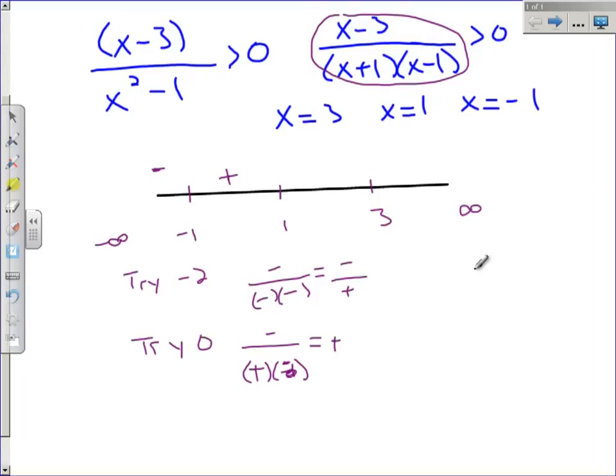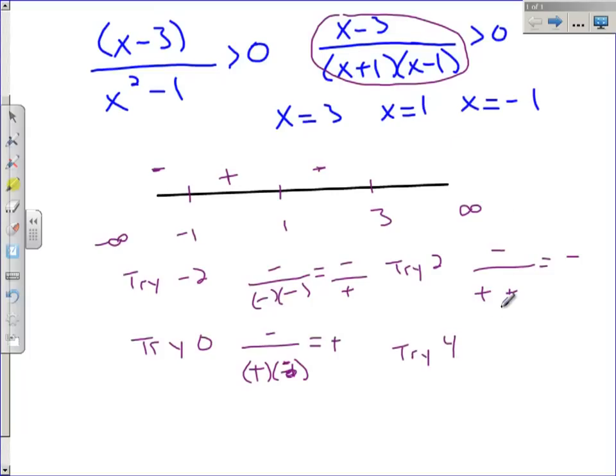All right, let's try one from 1 to 3. So let's try the value 2. If I plug 2 in, I'm going to get a negative divided by a positive times a positive, and that's going to be a negative. So I know I'm below the x-axis from 1 to 3. And then from 3 out to infinity, let's try 4.